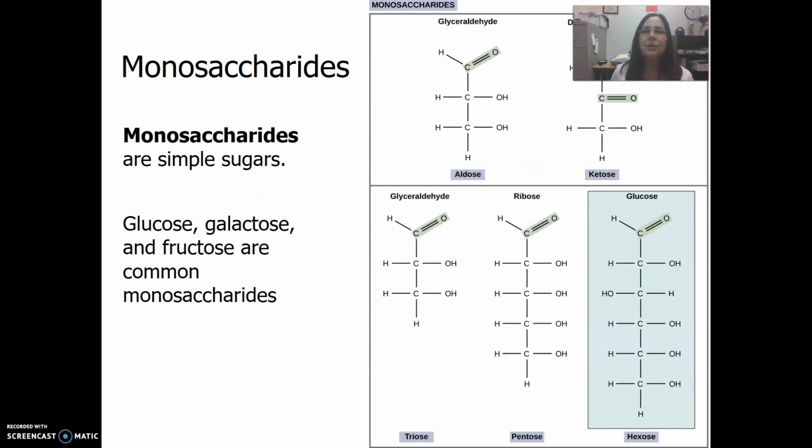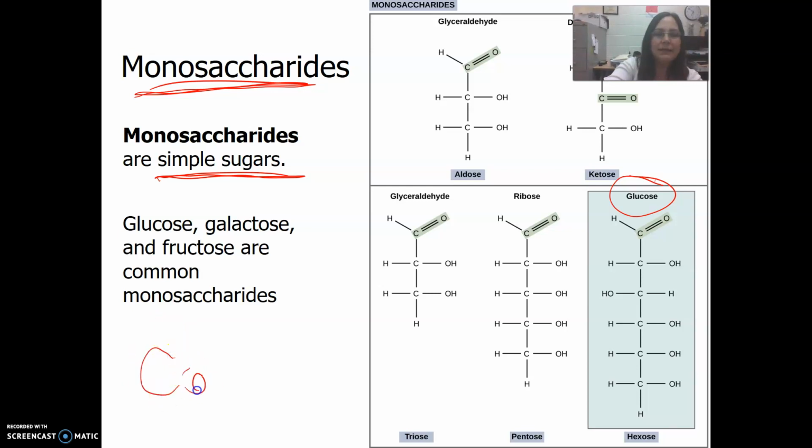So this is an example of some monosaccharides, meaning simple sugars or one sugar. Our blood sugar is glucose, and this shows you the structural formula for glucose. The chemical formula for glucose, which you will need to know, is C6H12O6.